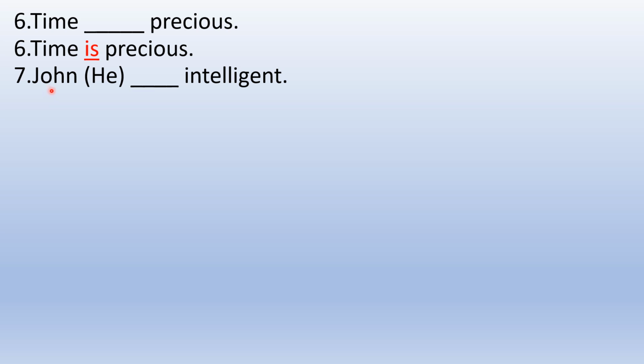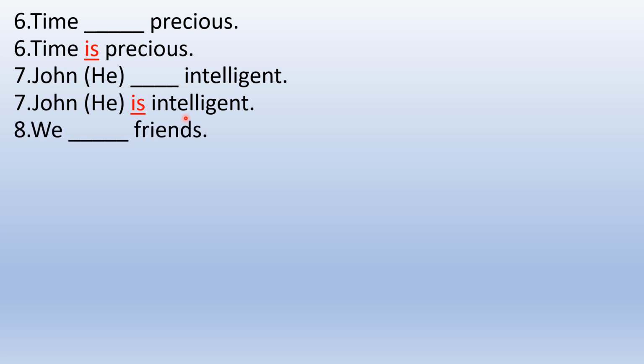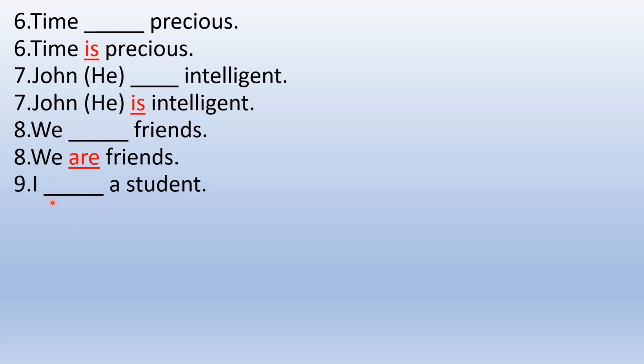Now here John. John, proper noun name, and the pronoun is he. Singular. So John is intelligent. We. We is plural. So we are friends. I. In perspective of first person we use am. I am a student.